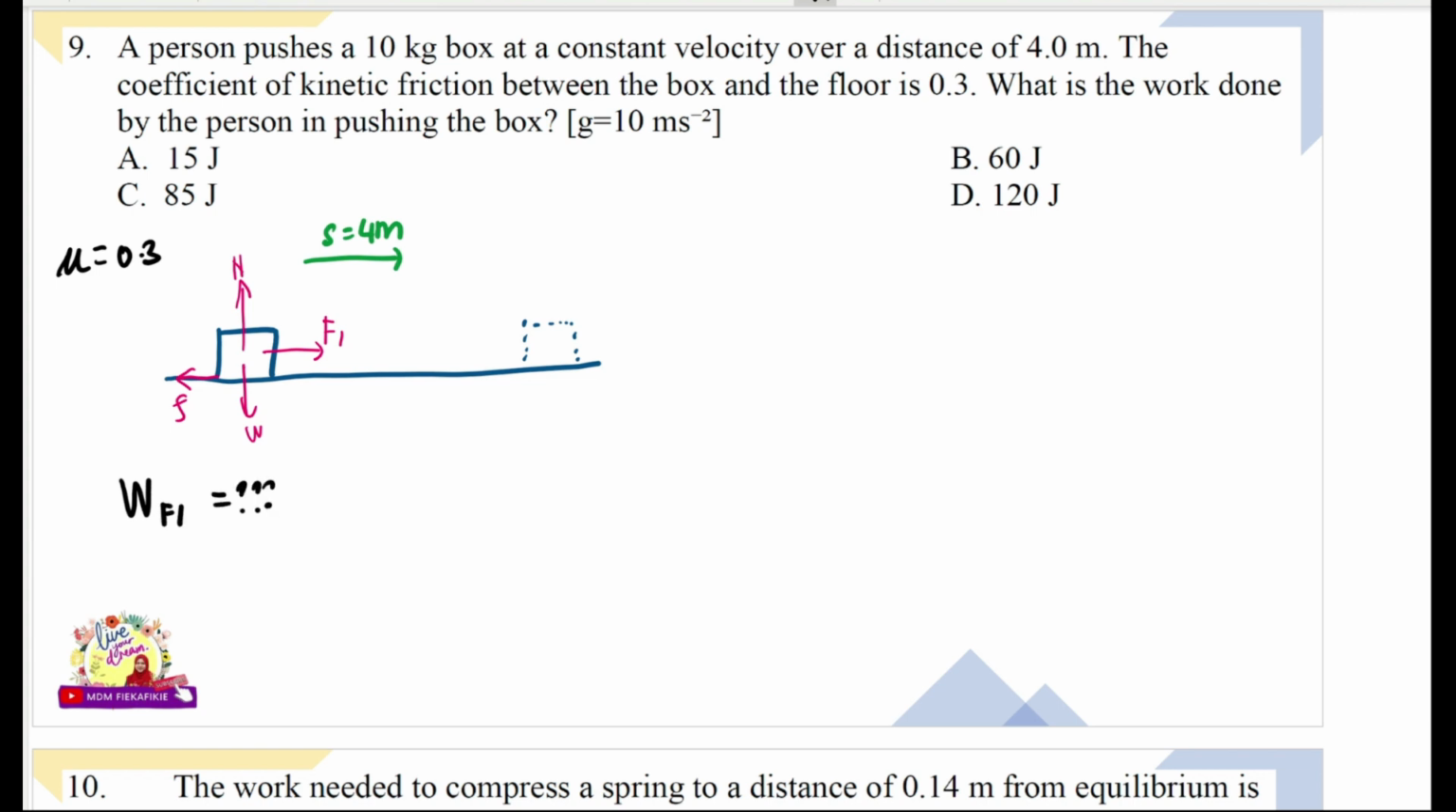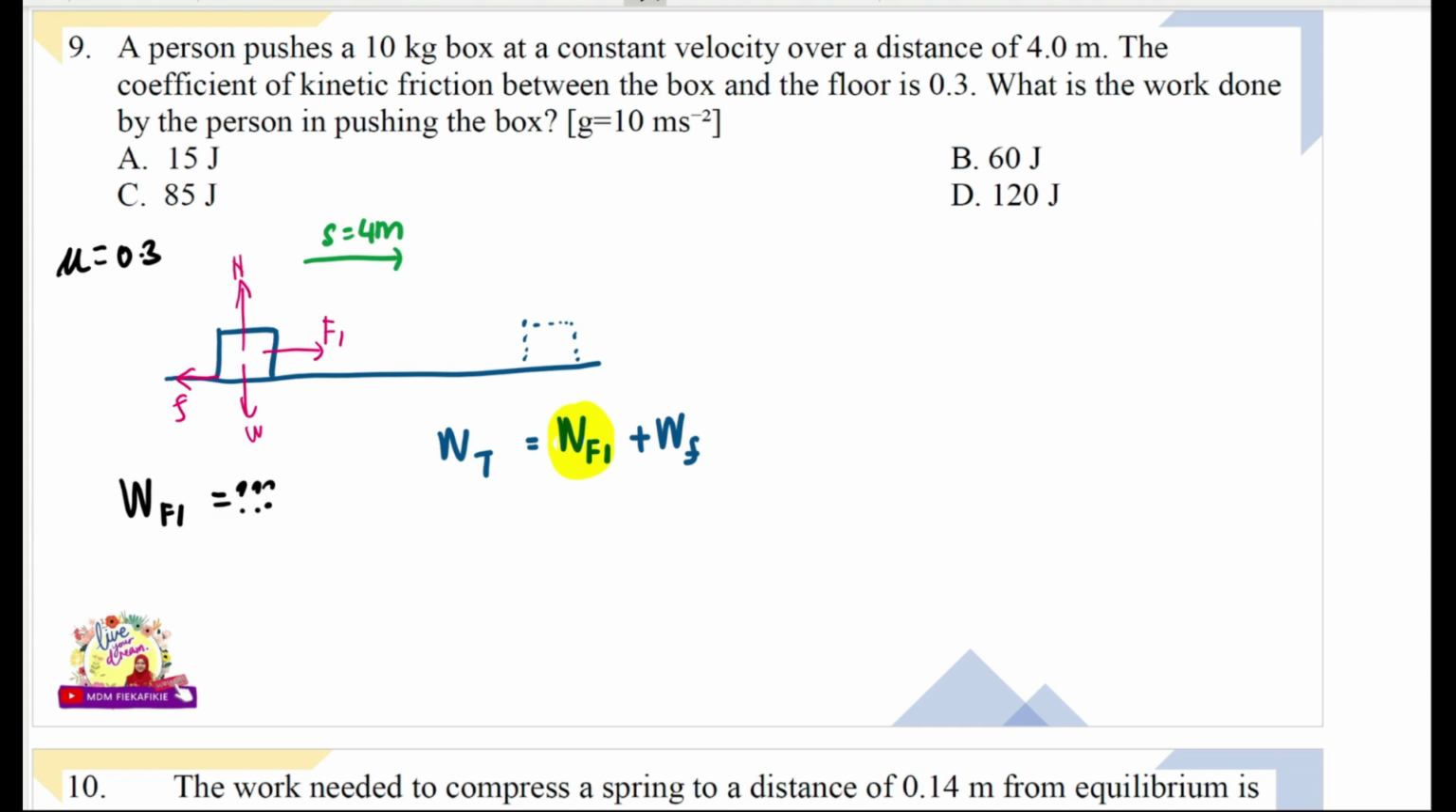Okay. So, macam mana kita nak kira? Kita boleh kira satu-satu. Okay, jadi macam mana kita nak kira? Okay. So, in this case, kita boleh tulis. Okay. The total work done, WT, is equal to work done by the person, the external force, F1, tambah dengan work done to against the frictional force. Okay, boleh. So, ini yang kita nak cari.